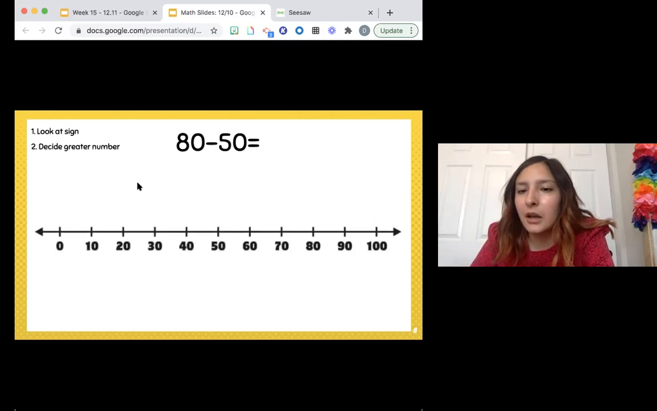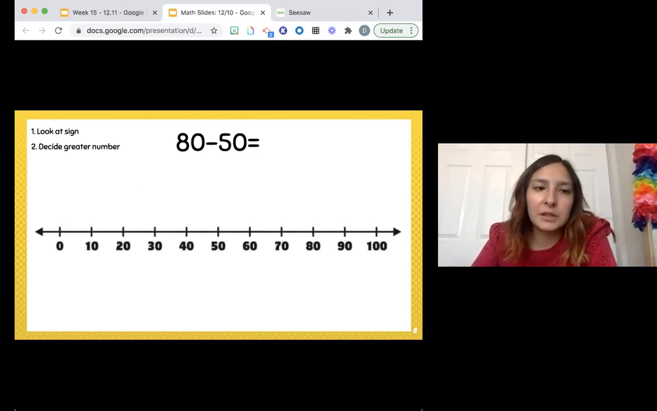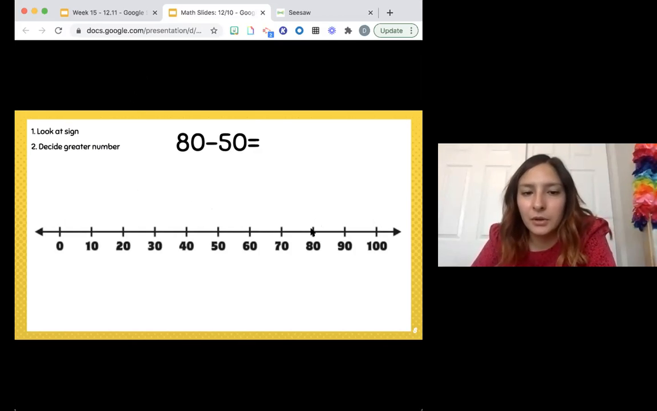Second, I decide the greater number. Because in subtraction, we always want to start at the greater number. I see 80 has 8 tens, and I know that is greater than 50 because it has more. So I'm going to start at the 80. I'm going to draw my starting dot on the 80.